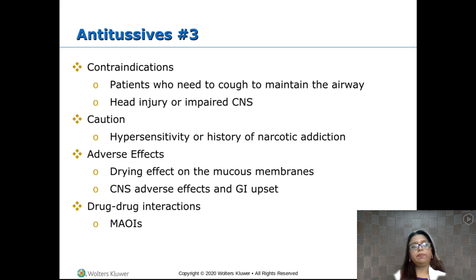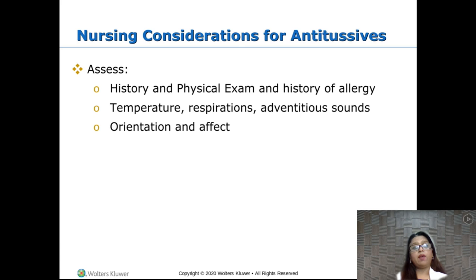Contraindications. What are contraindications? Patients who need to cough to maintain the airway, we don't need to give it to them. A patient who has a head injury and is not able to breathe well anyway, we don't want to depress the system if it's already depressed, as simple as that. Cautious: if a person has an allergy, we don't give it to them. Adverse effects: it could cause a drying effect on the mucous membrane, CNS, central nervous system, adverse effects, and GI upset. Drug-to-drug interactions: we don't give it with MAO inhibitors, monoamine oxidase inhibitors.